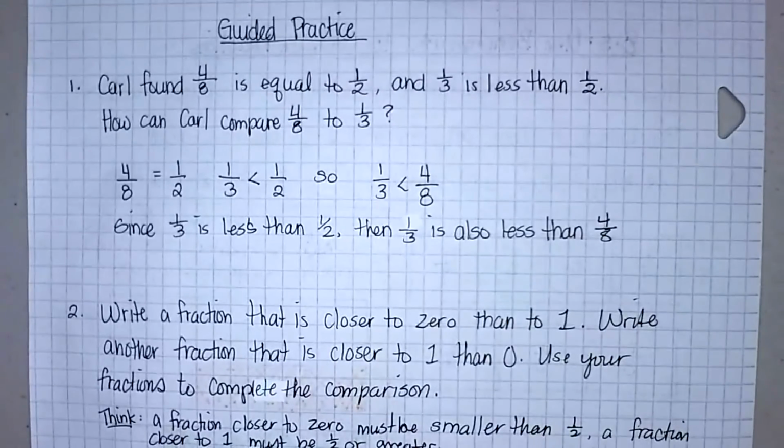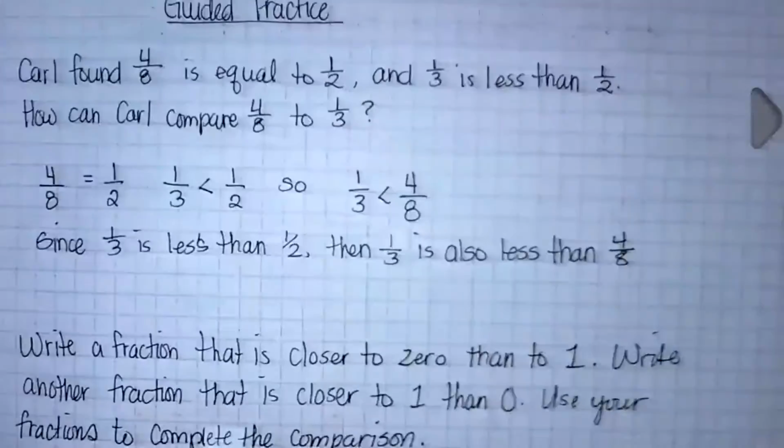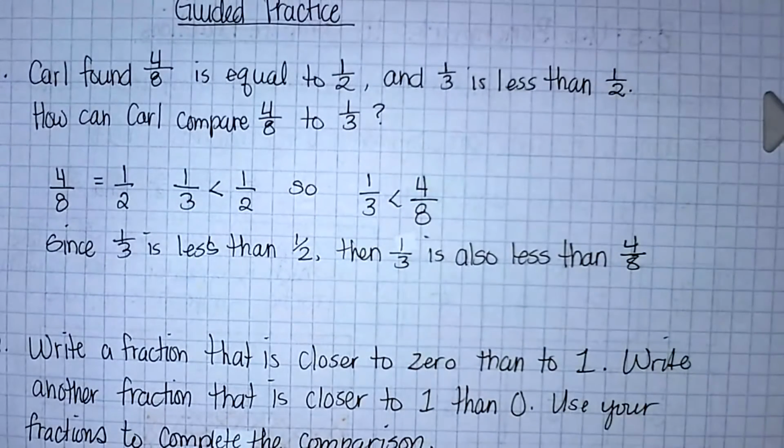Now we've got a lot of information here that we're covering in our guided practice. All right, Carl found 4/8 is equal to 1/2 and 1/3 is less than 1/2. How can Carl compare 4/8 to 1/3? So he's using the benchmark here, 1/2, as his comparison.